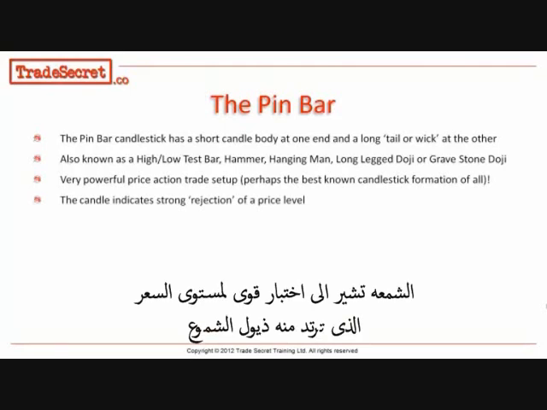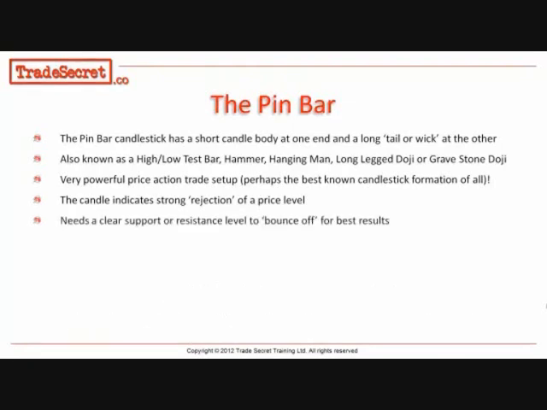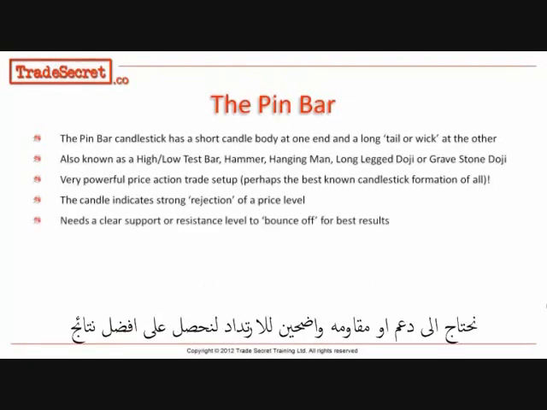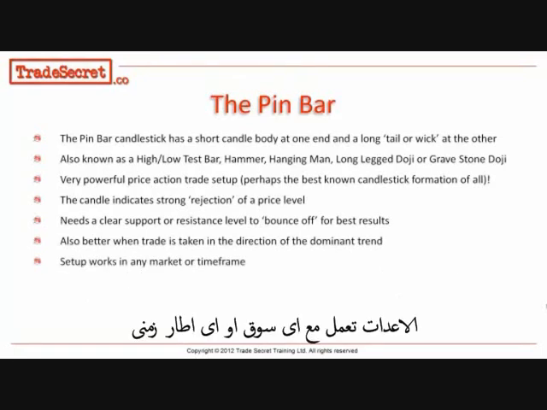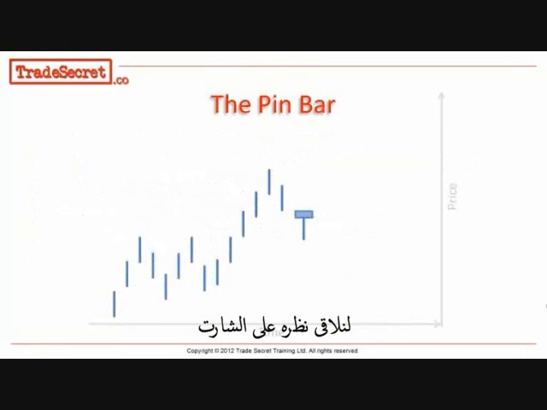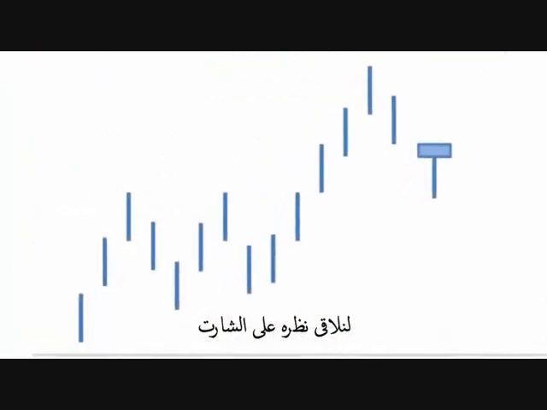The candle indicates strong rejection of a price level, and that's where the wick or the tail is bouncing off or rejecting that level. It needs a clear support or resistance level to bounce off for best results. It's also better when the trade is taking the direction of the dominant trend, and the setup works in any market or time frame. Let's have a look at a schematic of the setup.